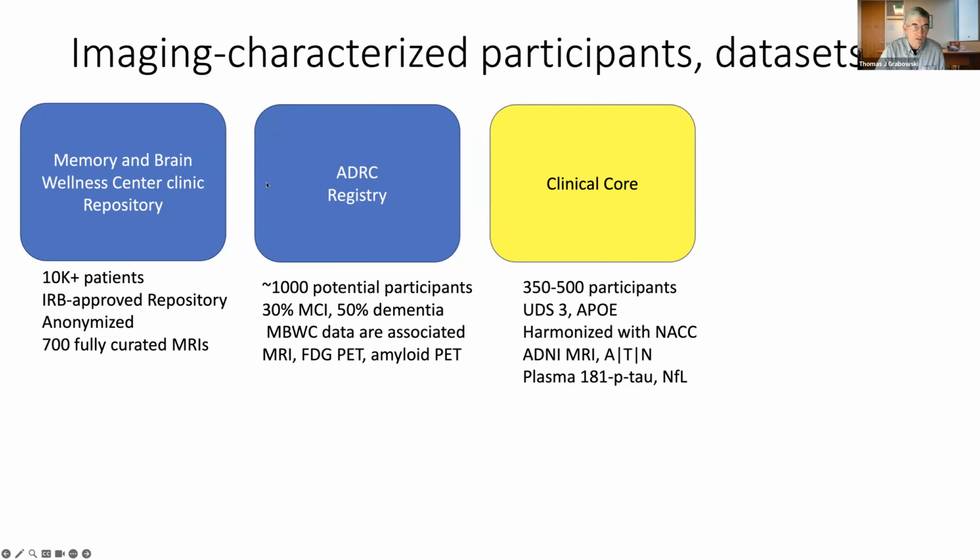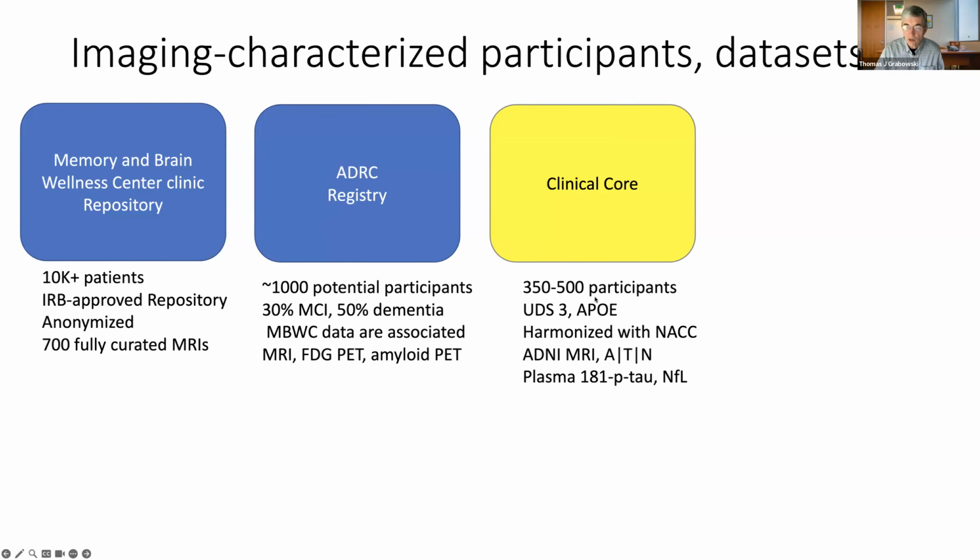Then we have about 1,000 individuals, extracted primarily from the 10,000, that have indicated in principle interest in research and are part of a research registry, many of whom have been recruited into the clinical core. In our center, about 30% of our clientele has mild cognitive impairment, which is right now the target population for enrollment in the clinical core.